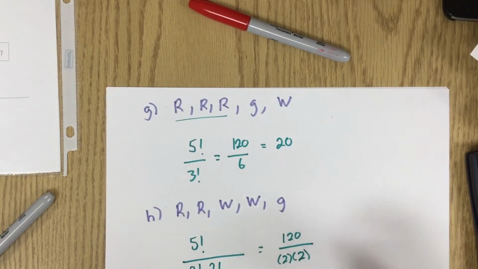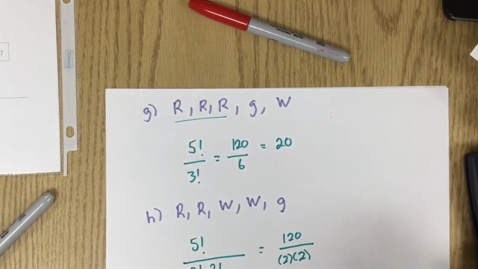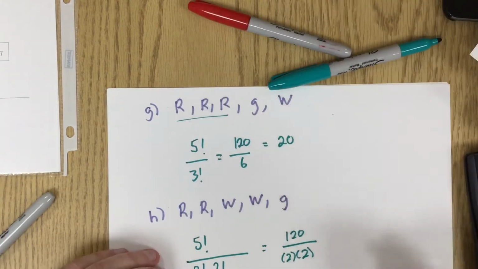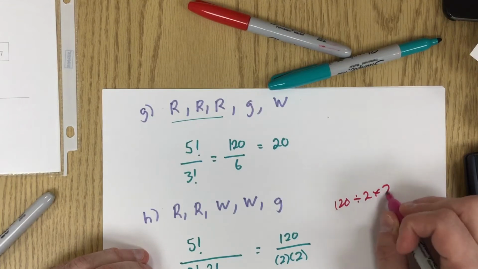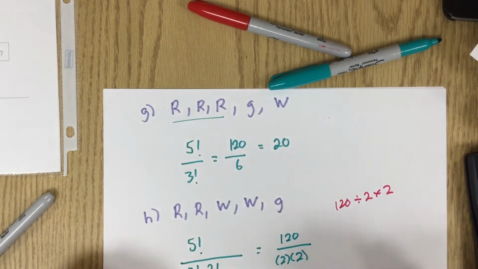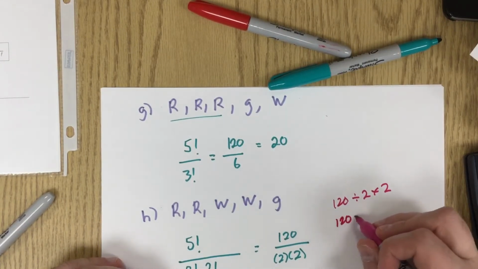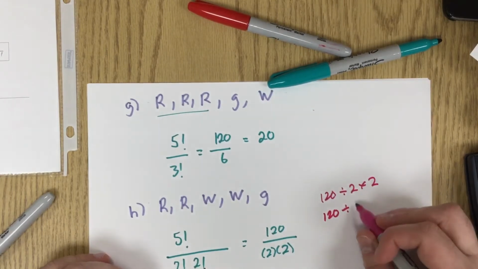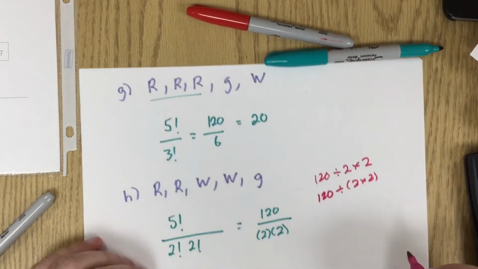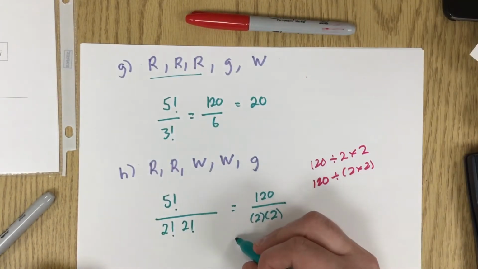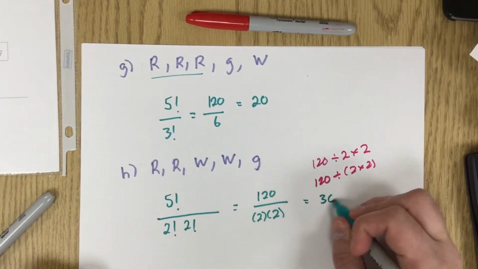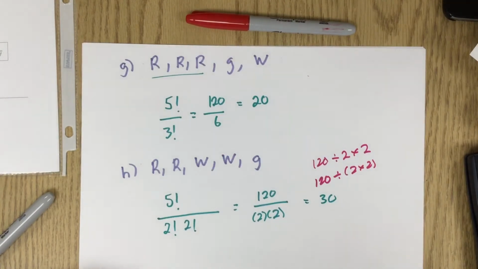You have to be careful when you type this into the calculator. If you type in 120 divided by 2 times 2, you're going to get the wrong answer. So it's going to be 120 divided by 2 times 2, which if you did it correctly would be 120 divided by 4, which is 30.